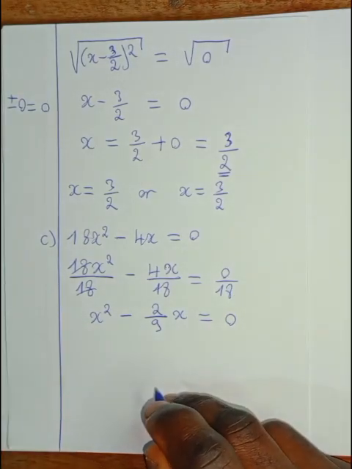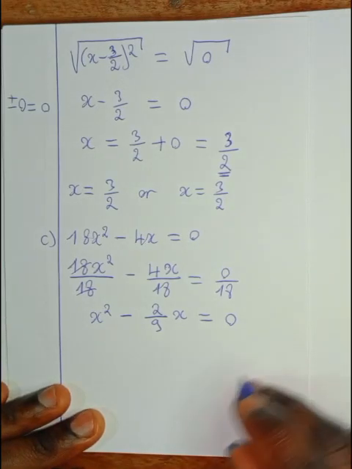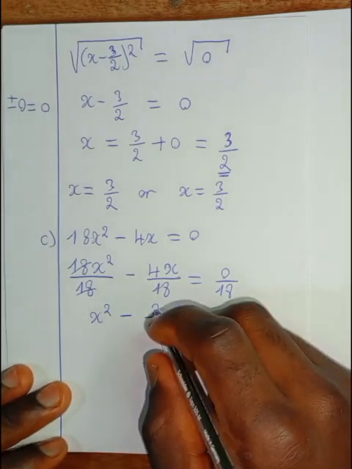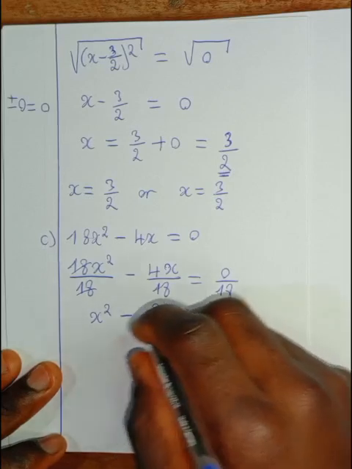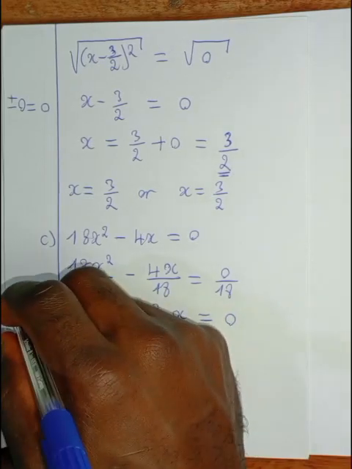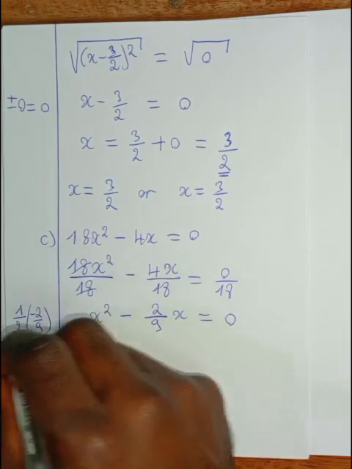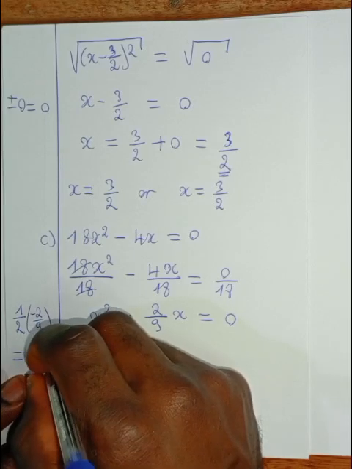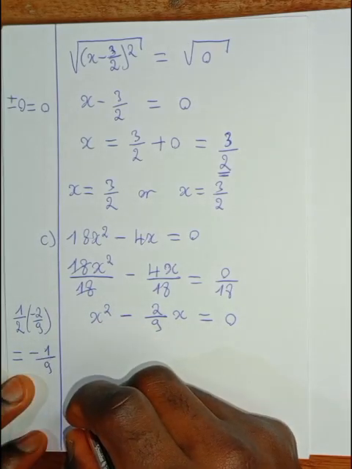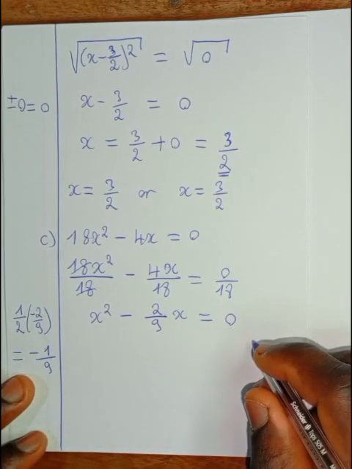Next step, we are going to add half the coefficient of x, all that squared, at the left hand side and at the right hand side. You'll see that the coefficient of x here is simply negative 2 over 9. If we take a half of negative 2 over 9, it is simply equal to negative 1 over 9. So we are going to add negative 1 over 9, all that squared, at the left hand side and at the right hand side.